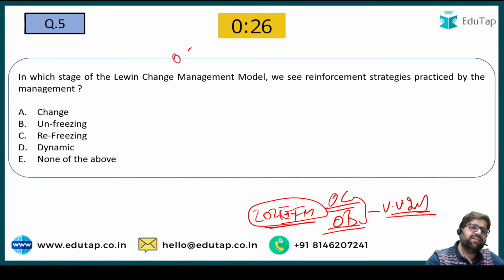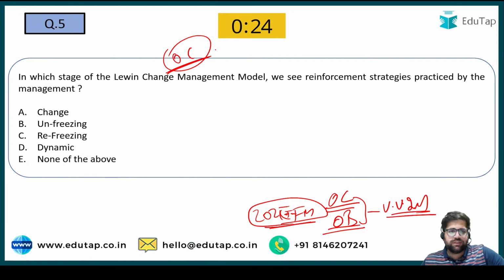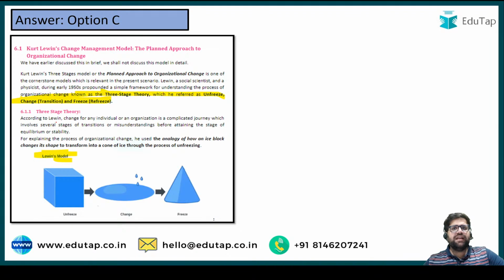So now you can see, in which stage of Lewin's change management model do we see reinforcement strategies practiced by the management? This has been clearly discussed in the organizational change chapter of your course. There are three stages, we all know. First, you have to unfreeze. You have to come out of that particular state which is going bad. Then you make certain changes, and then you refreeze. When you refreeze, you make certain good adjustments, and you also make certain reinforcement strategies. That is an example of this particular stage, which is also known as refreezing. So the correct answer will be option C.